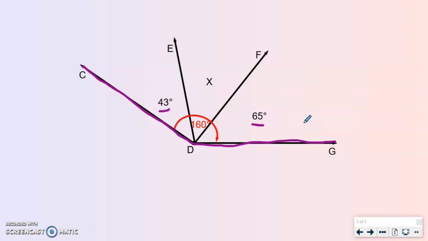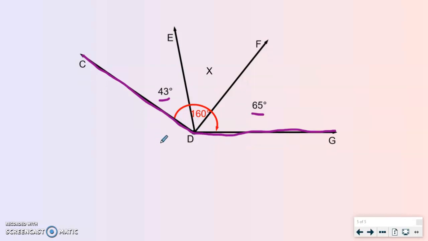So this is going to take a couple of steps in order to solve. There are a couple of choices, and what I recommend is combining the amounts that are given and then subtracting from the total. Before we get started, let's write our equation. If we add 43 degrees plus the value of X plus 65 degrees, we would get the total amount of our large angle CDG, which is 160 degrees.